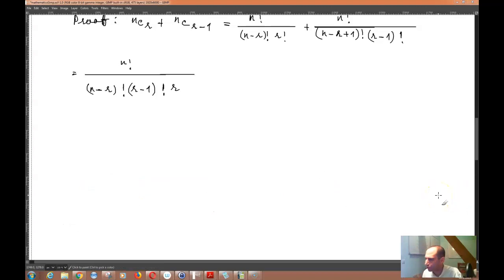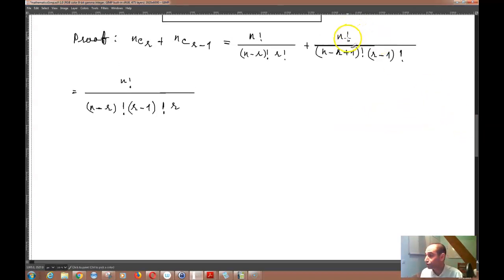The next thing we have here is n factorial over r minus 1 factorial times n minus r plus 1 factorial, which I can write as n factorial over r minus 1 factorial, not changing anything about that, and then n minus r plus 1 factorial you can write as n minus r plus 1 times n minus r factorial.